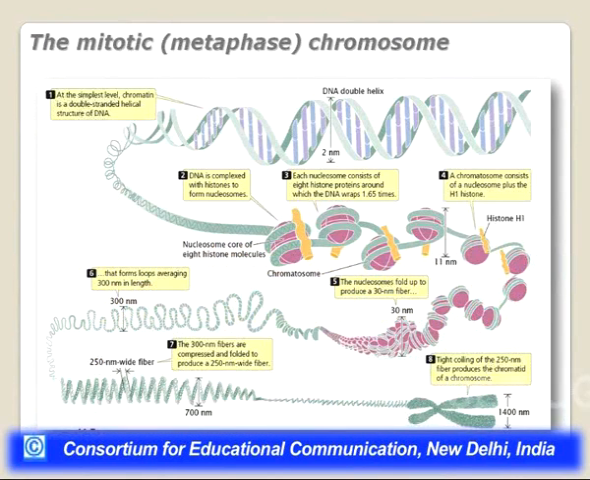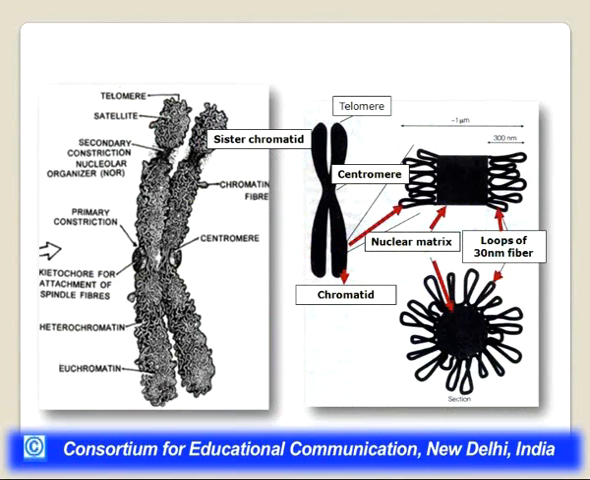We will come to the last part, which is the metaphase chromosome, the highly compacted form. It looks like this, the highly compacted chromosome structure, and it has certain special features, which are the presence of a centromere and the presence of a telomere. So there is a nucleus. When it is zoomed, there is a nuclear matrix, and then there are loops of 30 nanometer fibers.